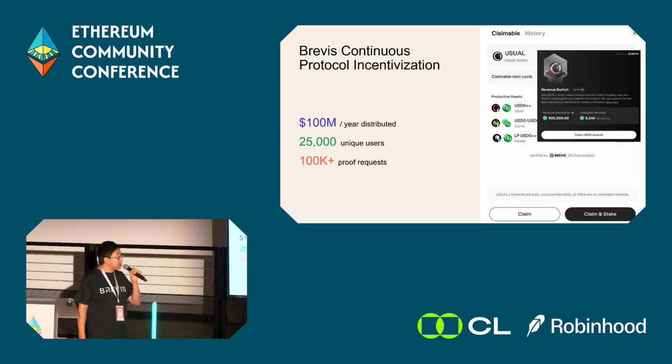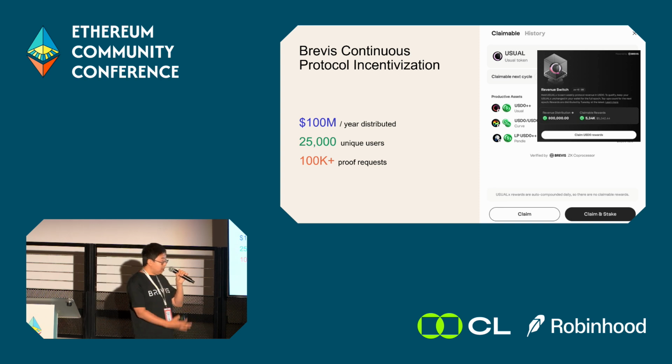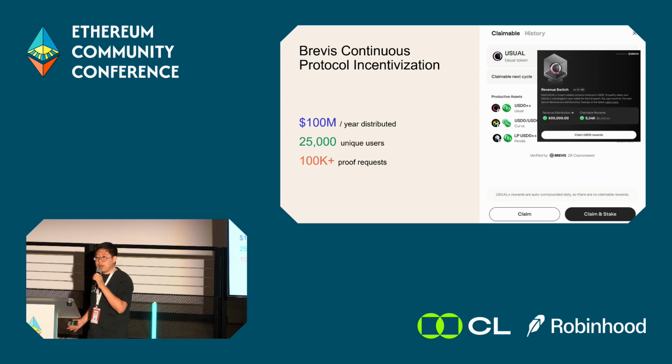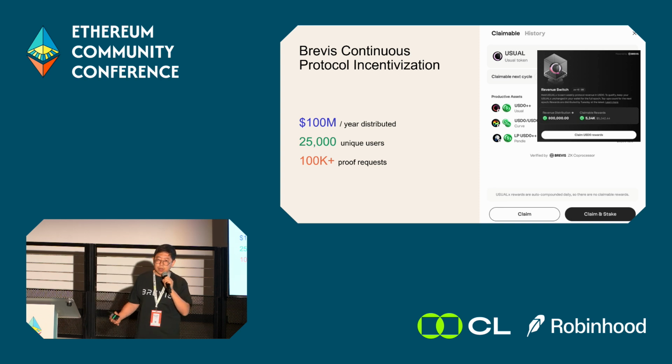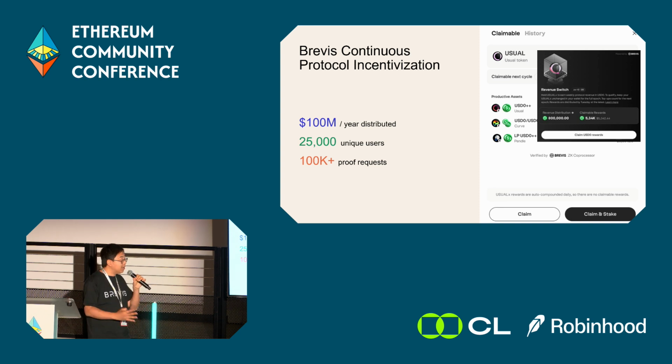And we built something called a continuous protocol incentivization protocol with Euler, which is a rising star in the stable token ecosystem, to power their entire incentive distribution by allowing users to generate zk proof of their stable token holding across a range of different protocols, and then directly claim reward through smart contract in a fully trust-free and fair way.